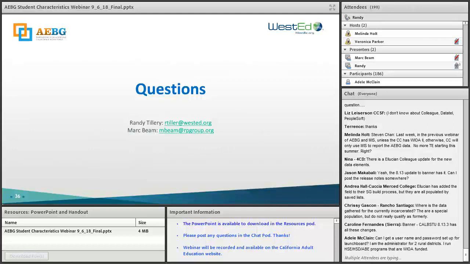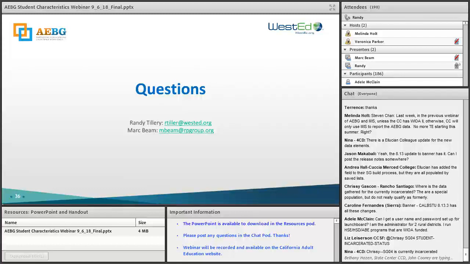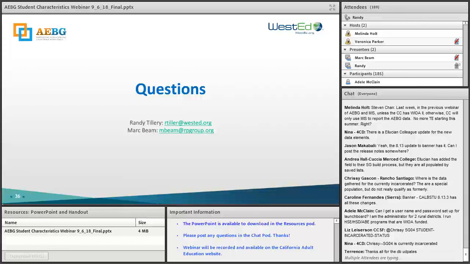There's the data gathered for the currently incarcerated. We actually do get data for the adult jail programs, education programs, and those are captured separately from the regular student population in adult education, and so we're actually going to be disaggregating that. Most of the adult jail programs are operated by community colleges or K-12 adult schools, so we will be capturing that. It's based on how that's reported by practitioners.